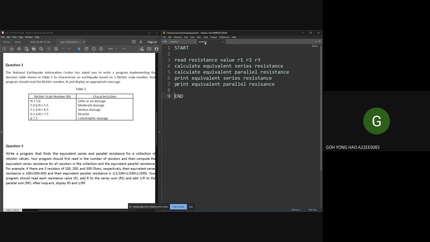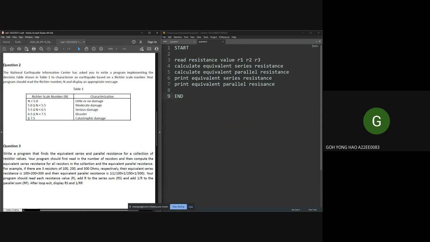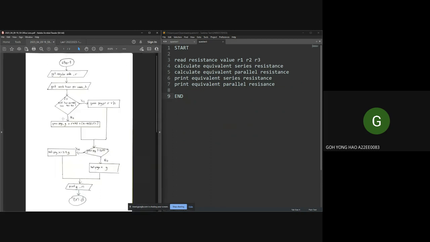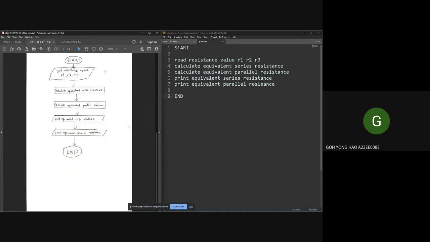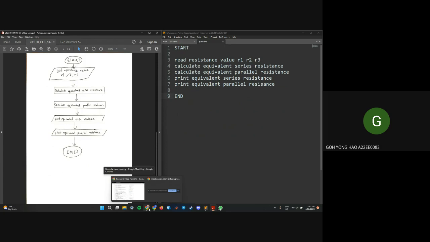Then we calculate the equivalent series resistance. Then we calculate the parallel resistance. We print out the respective equivalent resistance. Then we end the program. Now, this is the flowchart. It is just the same as the pseudocode. I think my part is done. Ali, can you continue?